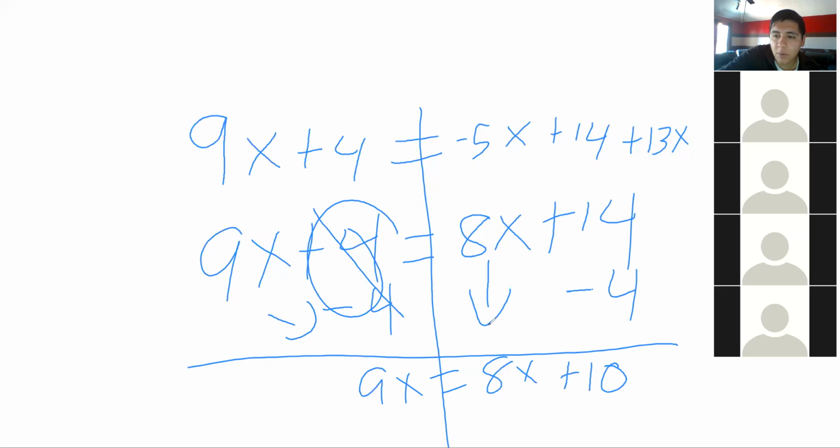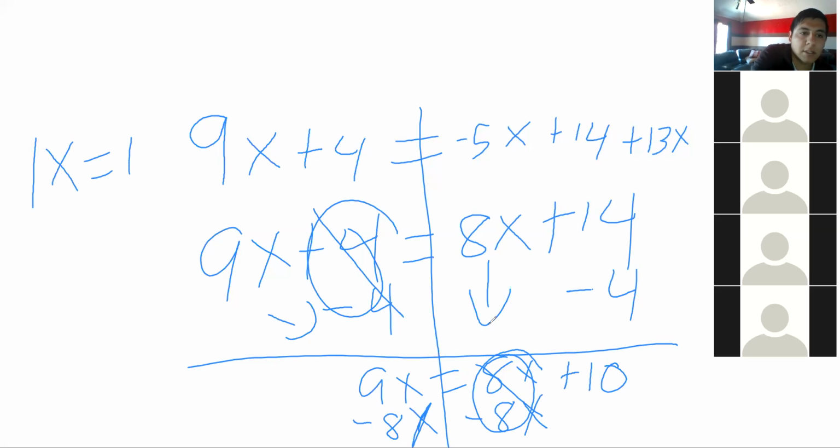So our 8, what would we? Minus 8x, right? On both sides. Don't you like subtract 8 or would you add it? We'd subtract it because it's positive, so we'd subtract it, right? So that means that we're going to subtract 8x on both sides. And so what are we left with? 9x minus 8x? 1x. 1x equals plus 10. 10. So, I mean, this is pretty much solved, right?